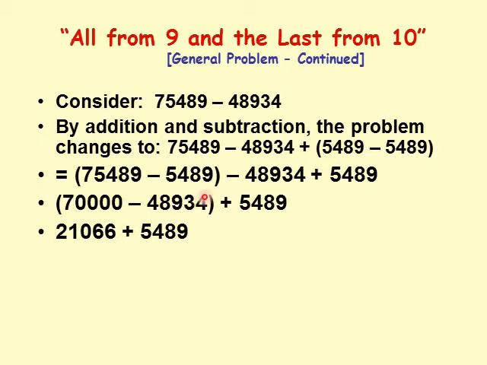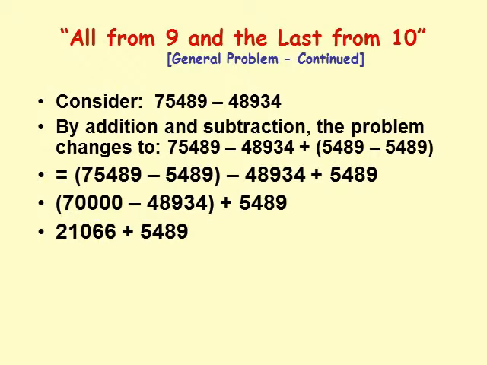The part inside the parentheses we can solve using the sutras we have been doing. In the leftmost column we have one less than before, which is 7 minus 1 minus 4, which is 2. In the rest of the columns it is all from 9 and the last from 10. 8 from 9 is 1, 9 from 9 is 0, 3 from 9 is 6, and 4 from 10 is 6. So we get 21066 plus 5489.